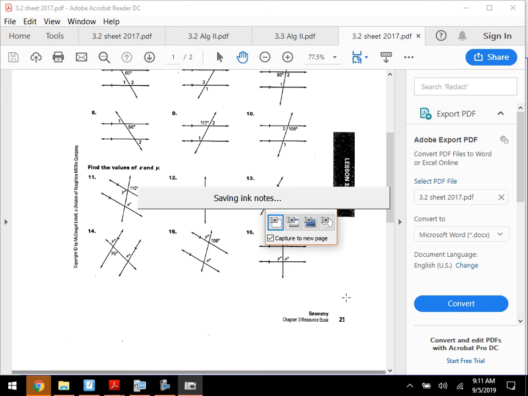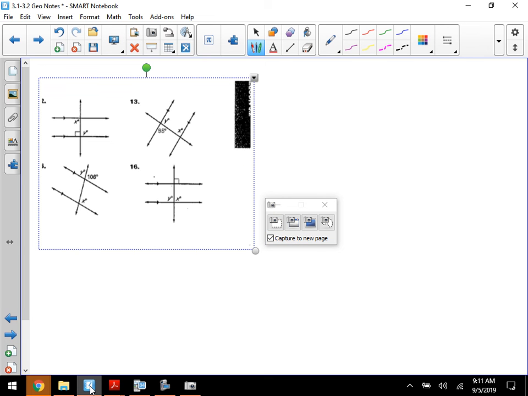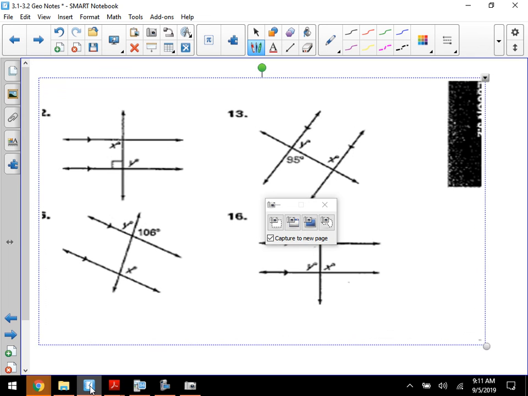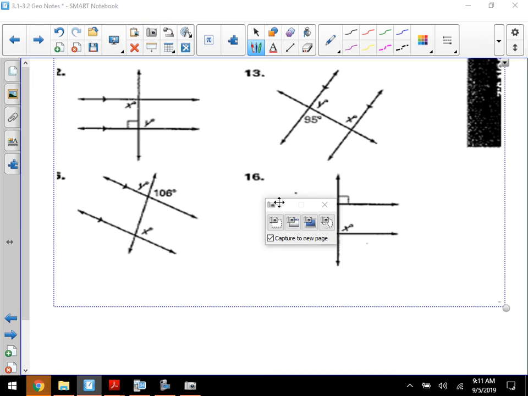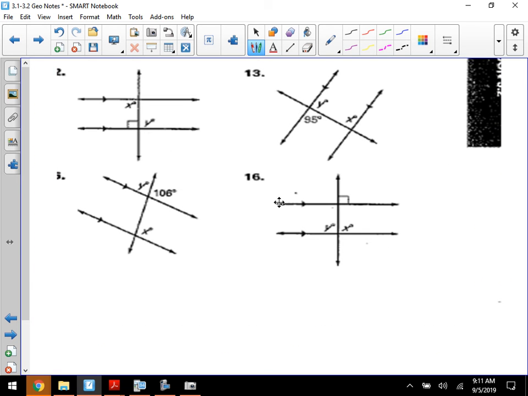Now, number 12. On 12, what's that little square box mean again? 90. So if that little square box is 90, what do you know about all four of the angles around that 90 have to be? 90. What about all the angles above it? 90. As soon as you get one right angle, when you have two parallel lines cut by a transversal, you know that all of them have to equal 90.